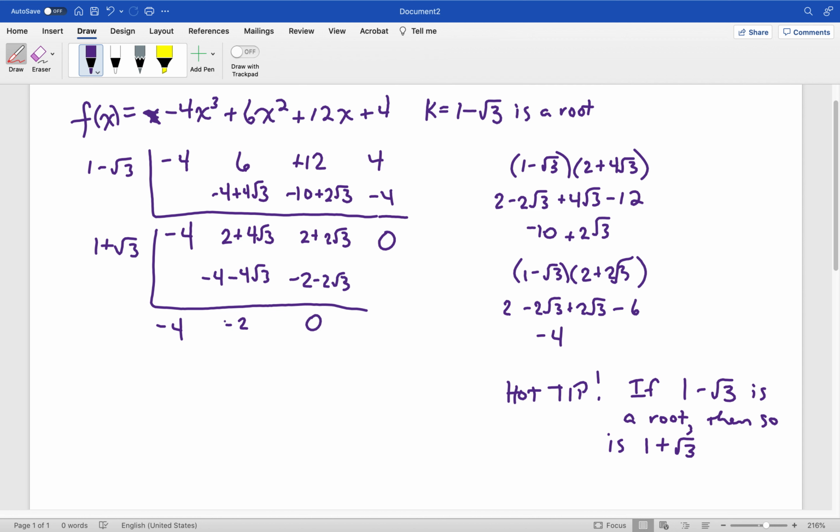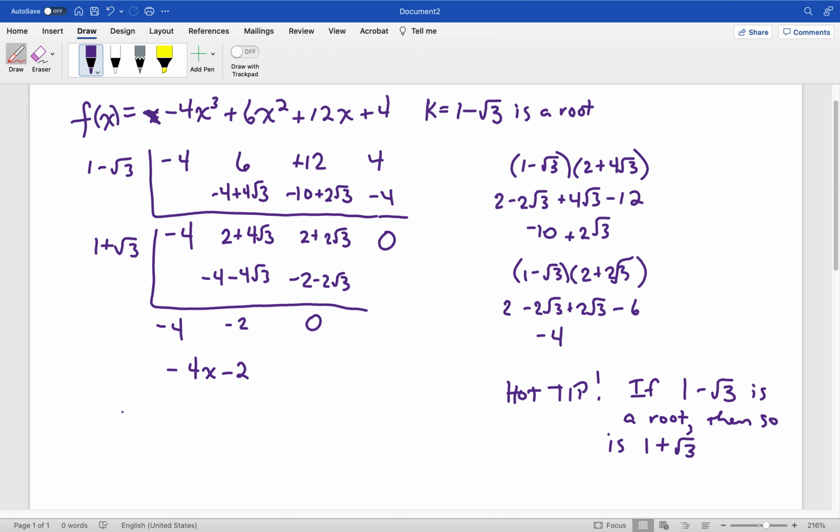So what's left here? As we talked about in class, this is our remainder. This is our free term, and this is the one with the x on it. So this would be a factor of negative 4x minus 2. So that's a factor. So again, let's review what we know here.